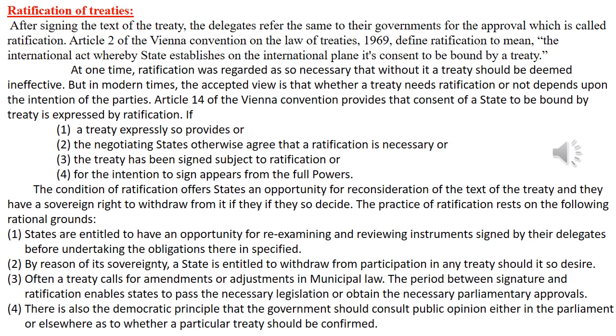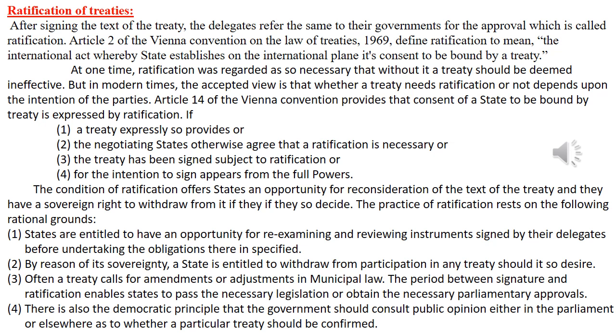At one time, ratification was regarded as so necessary that without it, a treaty would be deemed ineffective. But in modern times, the accepted view is that whether a treaty needs ratification or not depends upon the intention of the parties. Article 14 of the Vienna Convention provides that consent of the state to be bound by the treaty is expressed by ratification if the treaty expressly so provides, or the negotiating states otherwise agree that ratification is necessary, or the treaty has been signed subject to ratification, or the intention to sign subject to ratification appears from the full powers.